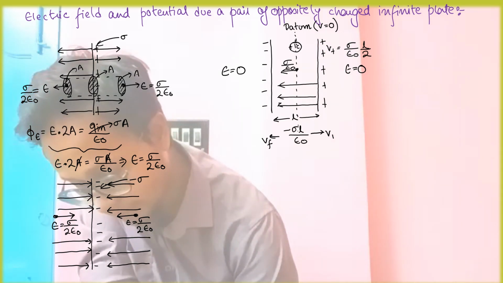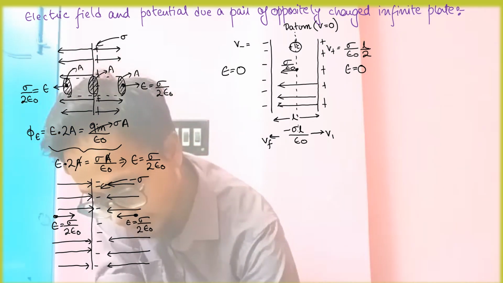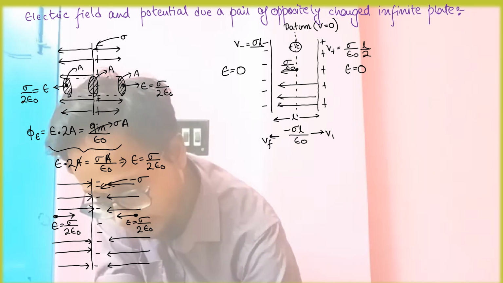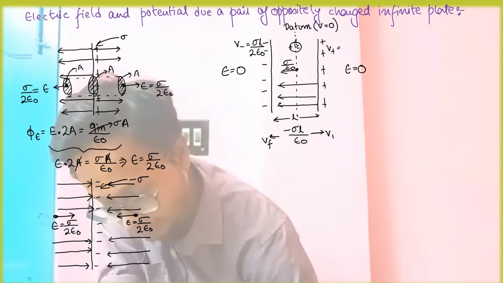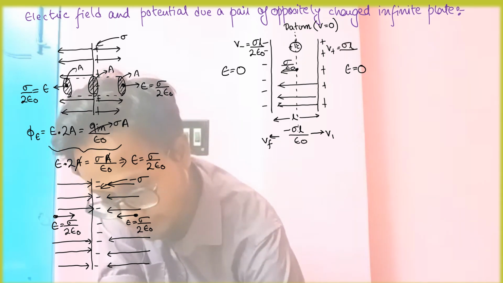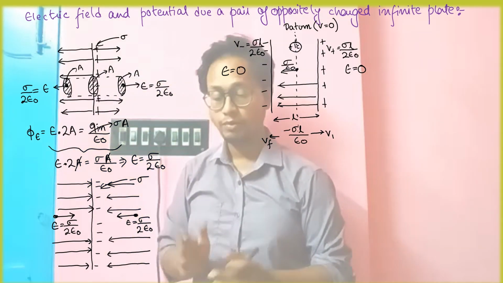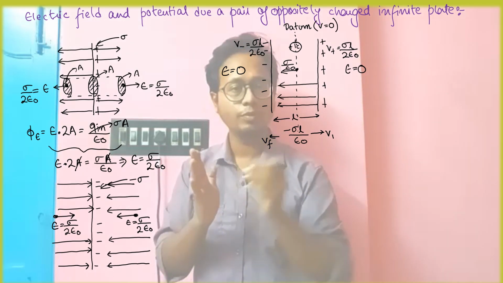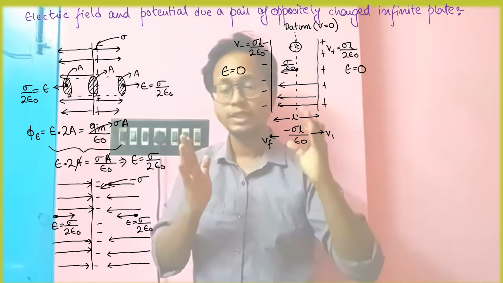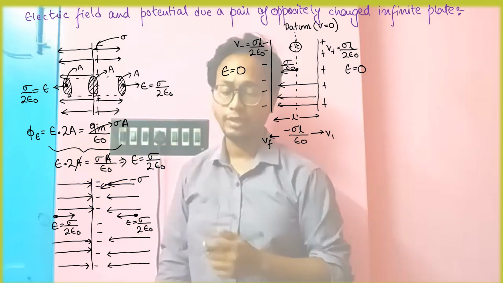Similarly, if I want to find the potential at the negative plate, it would be nothing but minus sigma L by 2 epsilon naught. I'm just rewriting this sigma L by 2 epsilon naught neatly. So the thing you have to remember here is that whenever there is an infinite plate pair, the potential at the center is equal to 0, the potential at the positive plate is equal to sigma L by 2 epsilon naught, and the potential at the negative plate is equal to minus sigma L by 2 epsilon naught.